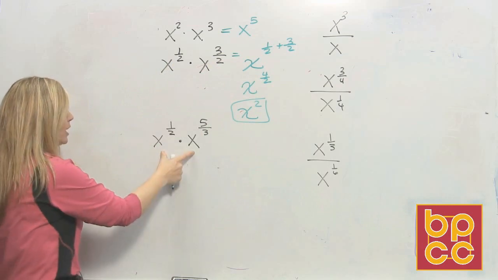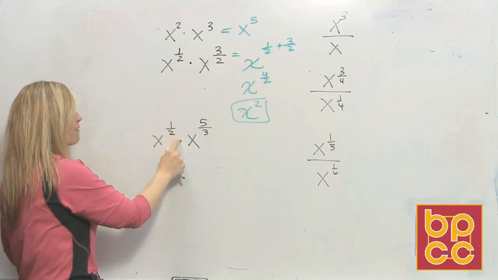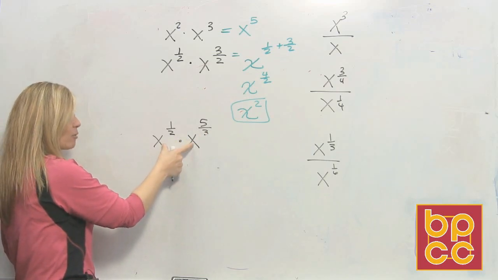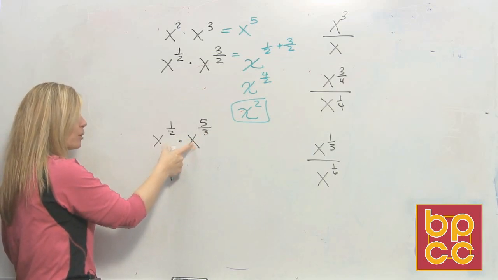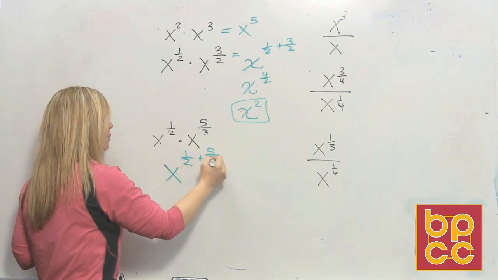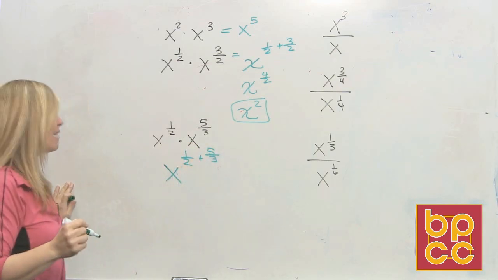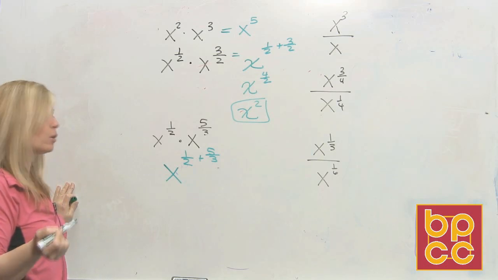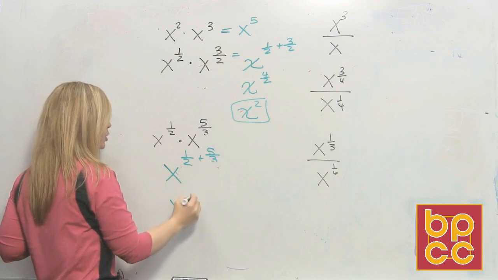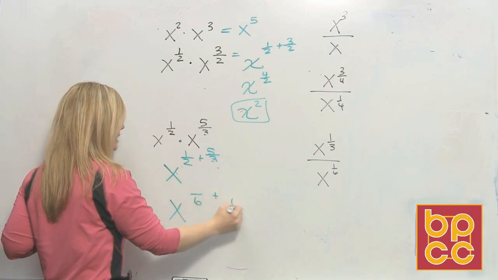So now if you look here, if I have x to the 1/2 times x to the 5/3, I'm asking you to multiply letters, x's. To multiply variables, what do you do with the exponents? You add them. The problem now is to add 1/2 and 5/3. Uh-oh, what do you need? You need a common denominator. What's the common denominator of 2 and 3? You are correct, it's 6.